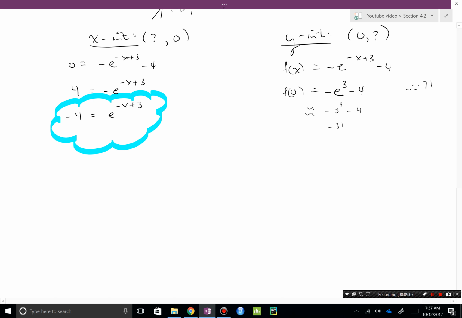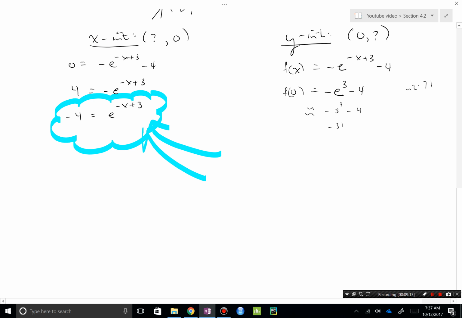And why? Because the question now comes down to, I'm going to make a little think bubble for you: how in the world do we solve for x? That's the question. How do we solve for x? Well, the answer to this is logarithms. Hence why we need to talk about logarithms.